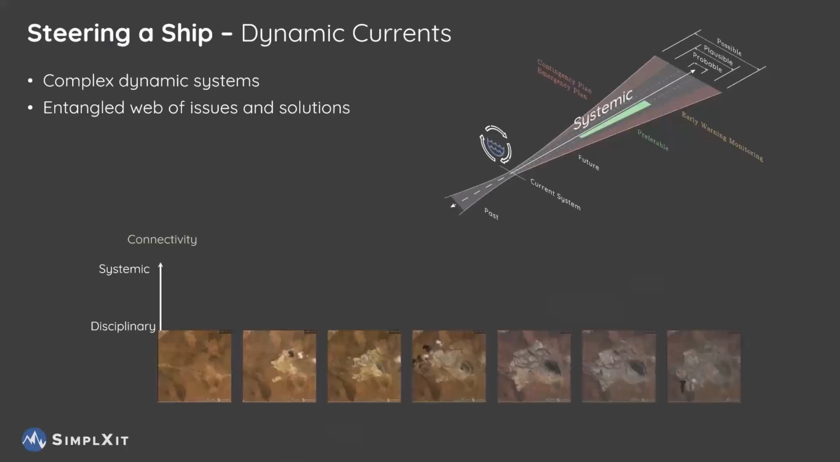So I like to use the analogy of steering a ship, and the fact that those systems are highly dynamic, a bit like a river. Here, in a very schematic way, we're looking at just the future of one potential variable, but in reality, you've got multiple variables, you've got multiple objectives, and those might be conflicting as well. So ultimately, you've got complex systems that are entangled with each other, and it's a web of issues and solutions. It's not just that for one problem, you have a solution.